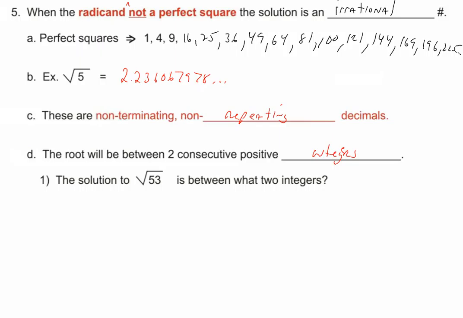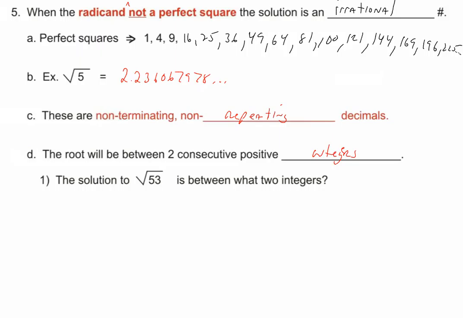So we'll be between two positive integers. Though we're not interested in the number 2.36067987 because it's a round off, we could say that the square root of 5 is somewhere between 2 and 3.